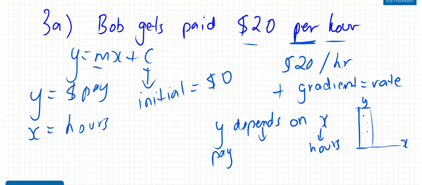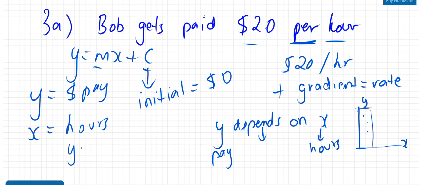Now that I've stated my variables, I know which one's which. All I have to do now is put my values into my equation. So my equation will be y. I'm going to use y and x. You could use p for pay and h for hours. The question doesn't specify. If it doesn't specify, you can use y and x. So always check and see, are they asking you to use different variables?